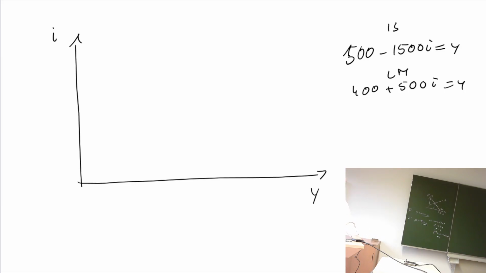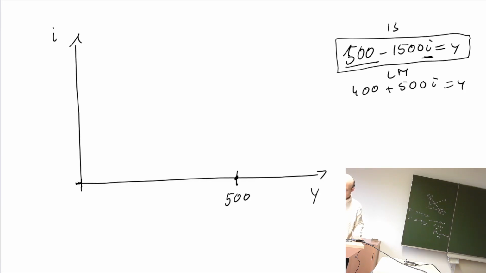So how does it look like? Well, if we set i to 0, then we have here 500, okay, from the IS curve. So this is one point on the IS curve. What would be the interest rate from the IS curve if y is 0? Then we obtain the point at the vertical axis.